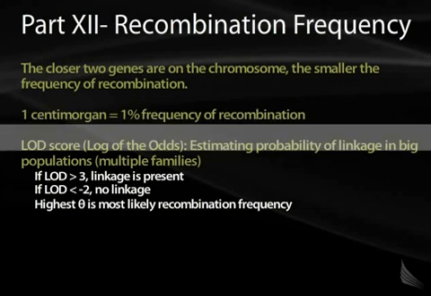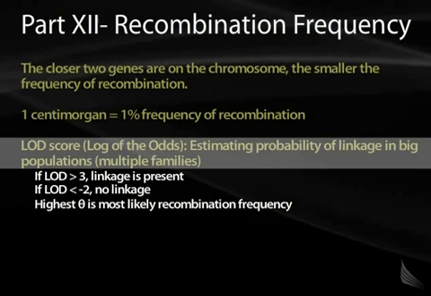Okay? Now, LOD scores is another thing that might come up. LOD stands for log of the odds, and this is estimating probability of linkage in big populations. A lot of times when you're looking at chromosome maps of a certain family, there's not enough to be able to say whether two chromosomes are linked or not. There's just not enough samples. But if you bring multiple families together, for example, that have the same type of disease and want to map those chromosomes, then you can use LOD scores to try to estimate the probability of linkage.